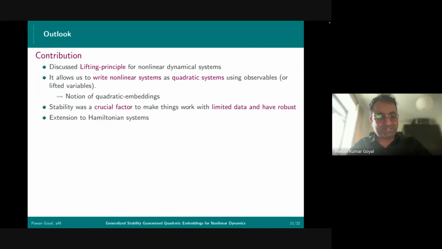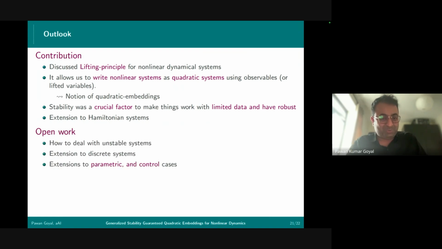The thing I did not discuss today is Hamiltonian systems, how we have extended this whole theory to Hamiltonian systems, particularly canonical Hamiltonian systems. But if somebody is interested, we can talk offline about it. There is some work we have done for Hamiltonian systems.